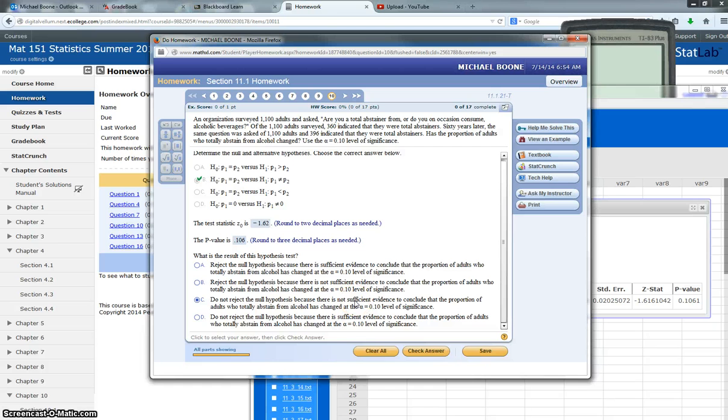Remember, if the p-value is low, the null hypothesis has got to go. But in this case, it's higher. So we will not reject.